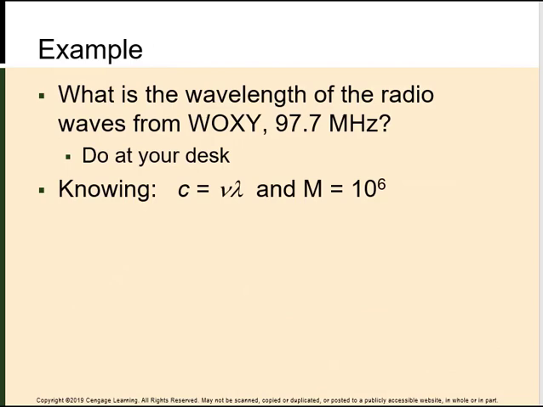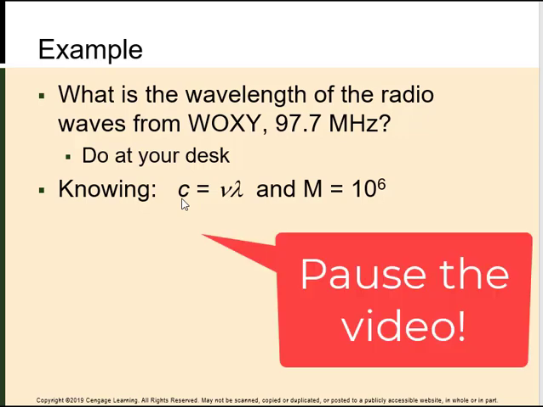What's the wavelength of the radio waves from WOXY radio station, 97.9 megahertz? We're given the frequency in mega. Remember, mega means 10 to the 6th. You know what the speed of light is, 2.998 times 10 to the 8th. Let's pause and try to work this one out.